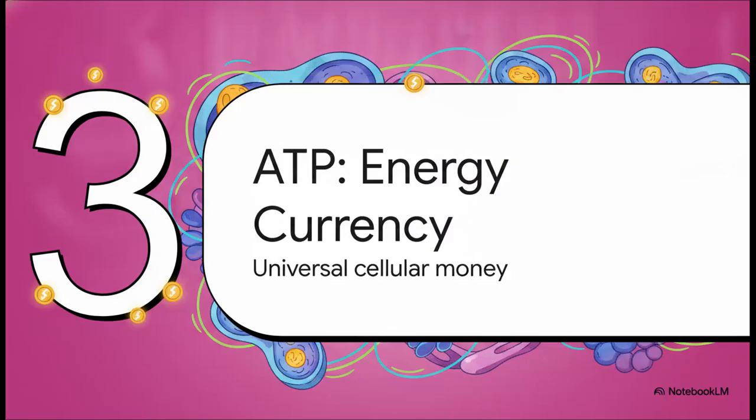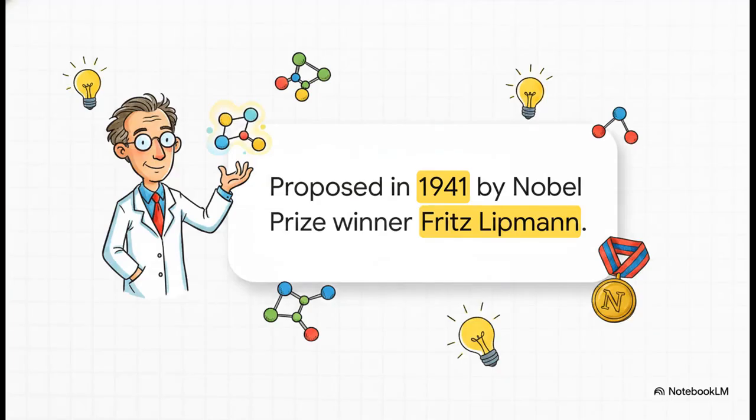All right. Section 3. ATP, the energy currency, universal cellular money. Here is a quick bit of history for you. This whole concept was proposed in 1941 by Nobel Prize winner Fritz Lipmann. उन्होंने ही सबसे पहले ये discover किया था कि ATP सेल के अंदर main energy transfer molecule है. It was a massive, game-changing breakthrough in science.